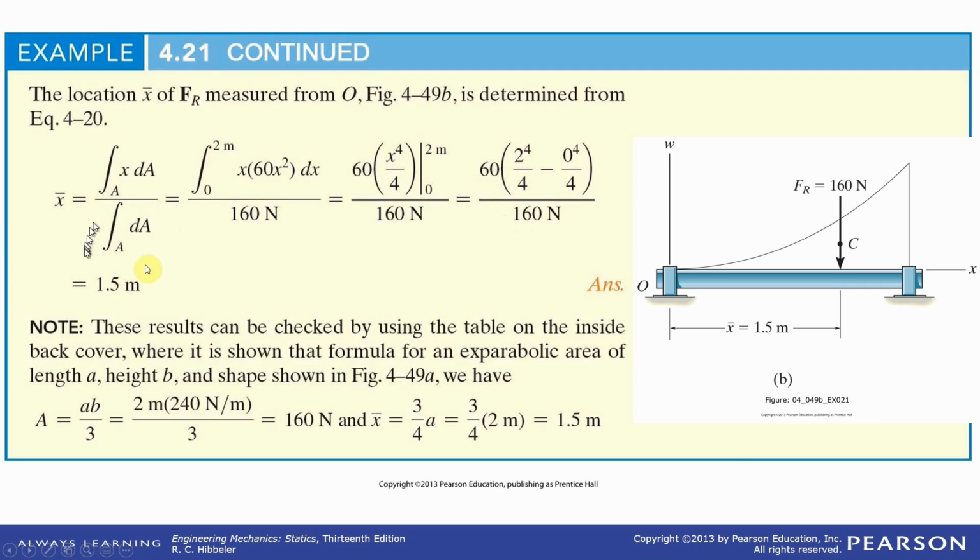I forgot, the denominator has the force. Moment divided by force gives you the distance. This is replacing a force and a perpendicular moment with a single force acting at a particular distance, and this is the distance right here, 1.5 meters. That should be it for this problem.